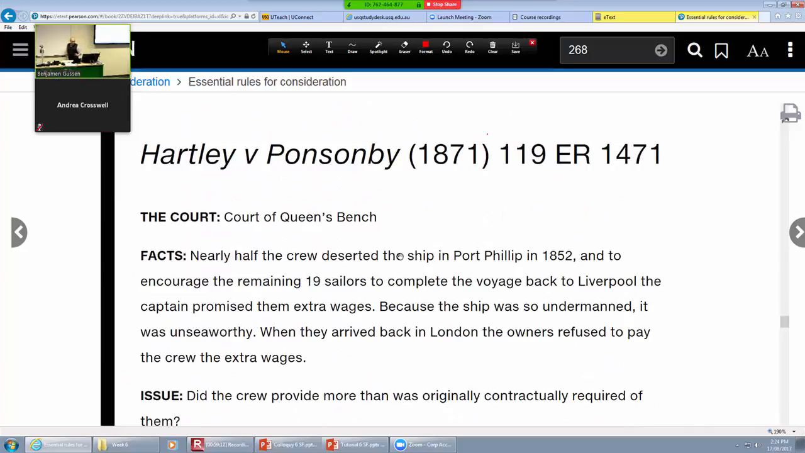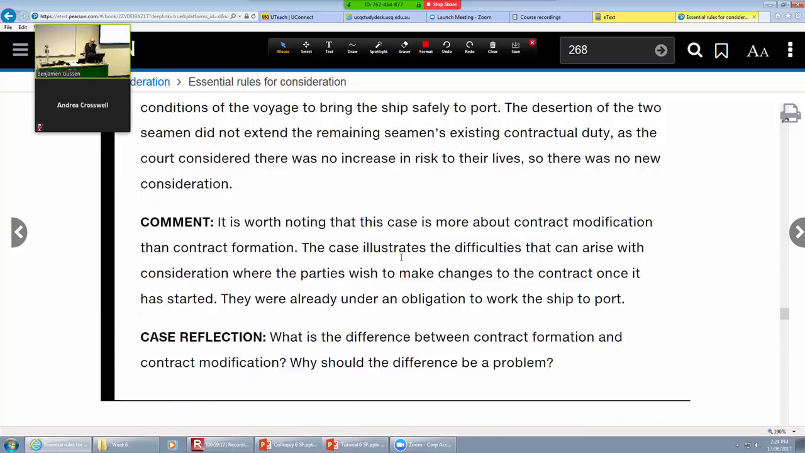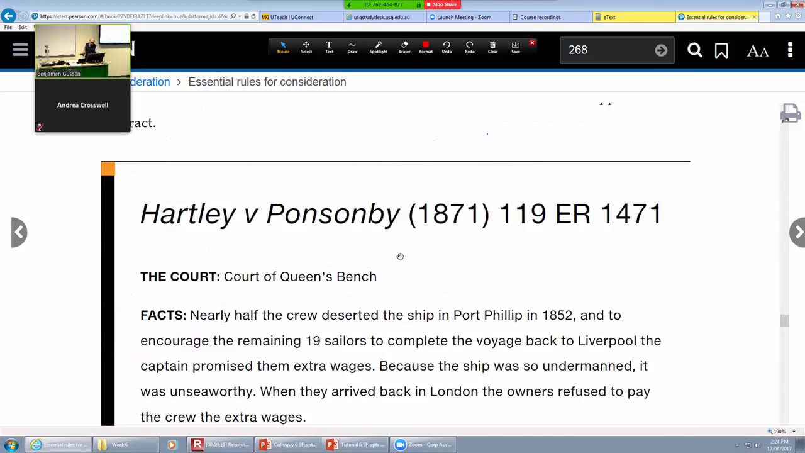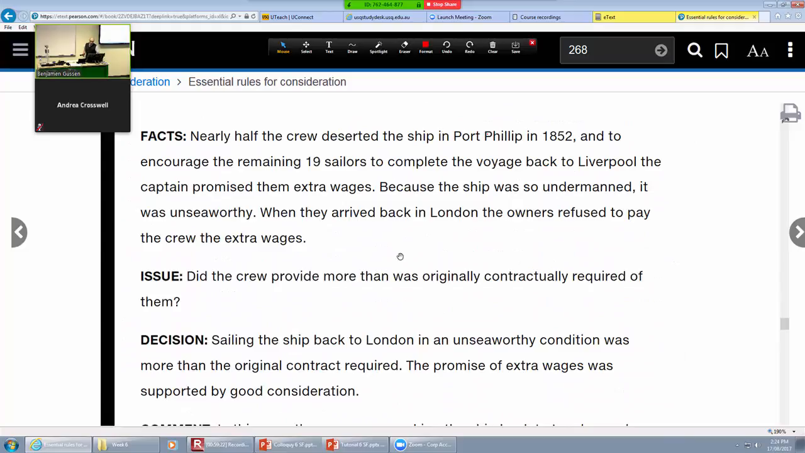Hartley and Thompson, 1871. Look, this is 1809. But look, nearly half, now we have proportion, nearly half the crew deserted the ship in Port Phillip in 1852. Half deserted. To encourage the remaining 19 sailors, so we know exactly how many sailors deserted, to complete the voyage back to Liverpool, again the captain promised them extra wages, just like we saw before.